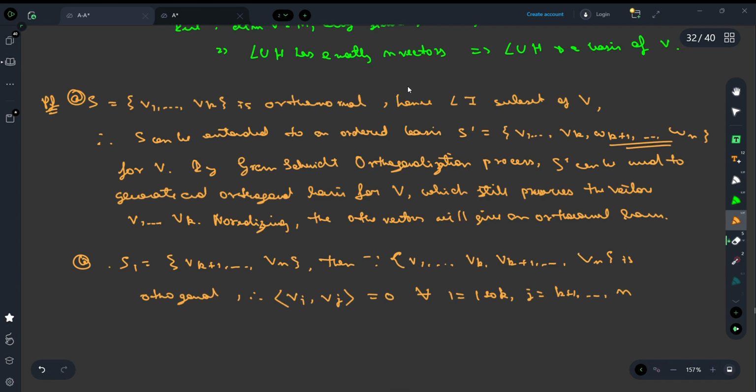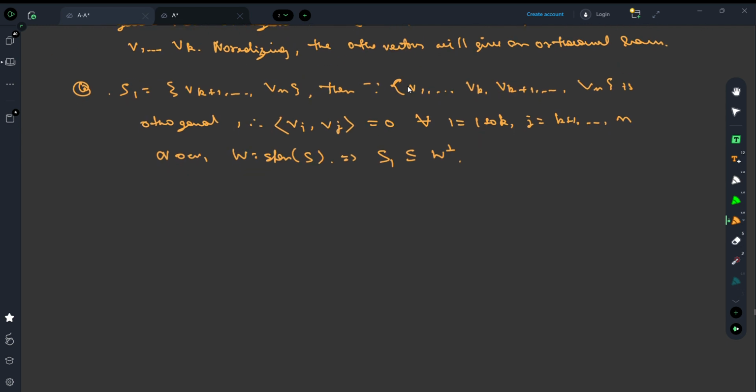What more can we say? What was the statement in the theorem? Okay, we had assumed W to be the span of S. So if the vectors in S1 are orthogonal to each vector of S, then obviously the vectors in S1 will be orthogonal to every linear combination of the vectors in S, and hence it will be orthogonal to every vector in W. So each of the vectors in S1 are elements from the orthogonal complement of W. In other words, S1 itself is in the orthogonal complement of W, right? Okay.